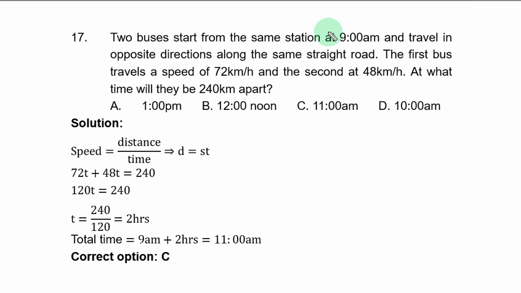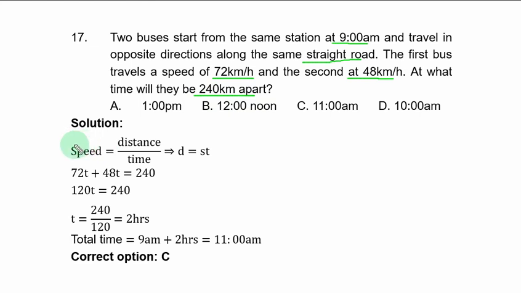Question 17. Two buses start from the same station at 9 a.m. and travel in opposite directions along the same straight road. The first bus travels at a speed of 72 kilometers per hour and the second bus at 48 kilometers per hour. At what time will they be 240 kilometers apart?